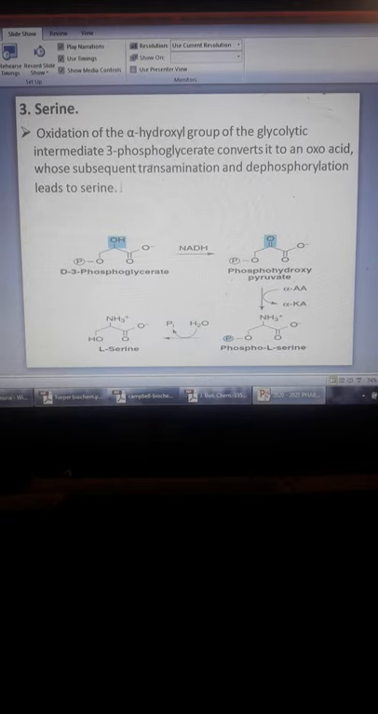Next, we have serine. Oxidation of the alpha hydroxyl group of the glycolytic intermediate 3-phosphoglycerate converts it to an oxo acid, whose subsequent transamination and dephosphorylation leads to the formation of your serine. So we have here the D, that is D-phosphoglycerate. So there is a reduction process, okay? Or this is what we call a dehydrogenation process, or removal of your hydrogen, that is acted on by your reducing agent known as nicotinamide adenine dinucleotide plus hydrogen. It will form phosphohydroxypyruvate, okay? So the alpha hydroxy acid is converted to the alpha keto acid.